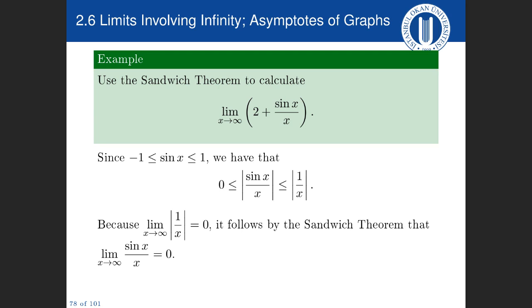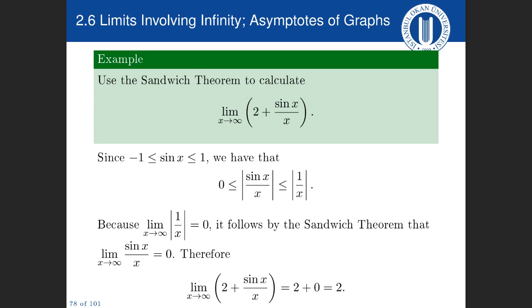So it's another sandwich theorem question. We've got 0 on the left, 0 on the right. The function in the middle is squashed between 0 and 0. The limit of the thing in the middle must also be 0. So the answer to this question is 2 plus 0, or 2.